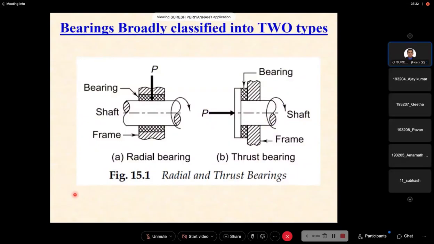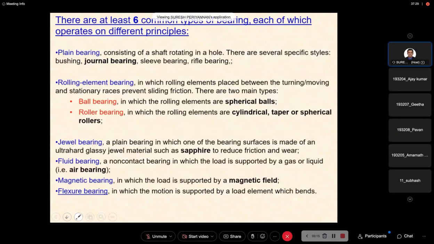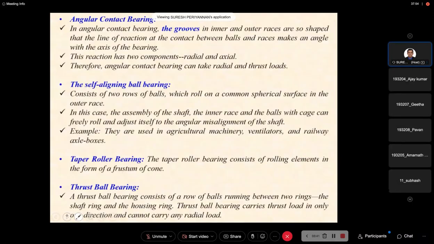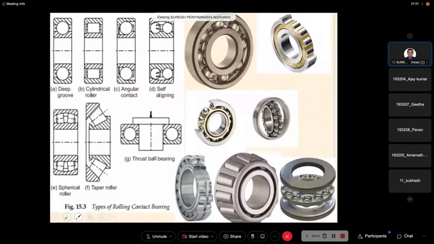Now, I just recap: radial ball bearing and thrust ball bearing, and how the load is acting. We discussed the different types of bearing: deep groove ball bearing, cylindrical roller bearing, angular contact bearing, and sorry, self-aligning bearing. We also discussed spherical roller bearing, taper roller bearing, and thrust ball bearing. Each one we discussed yesterday.